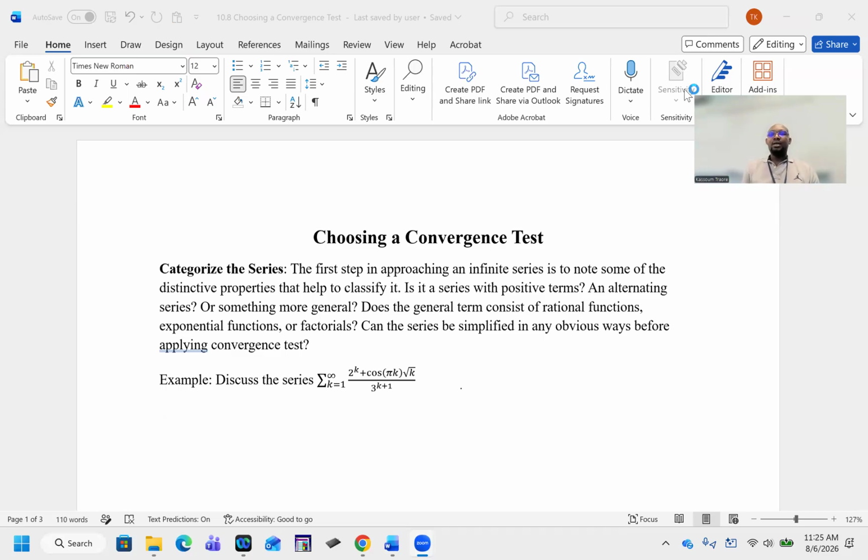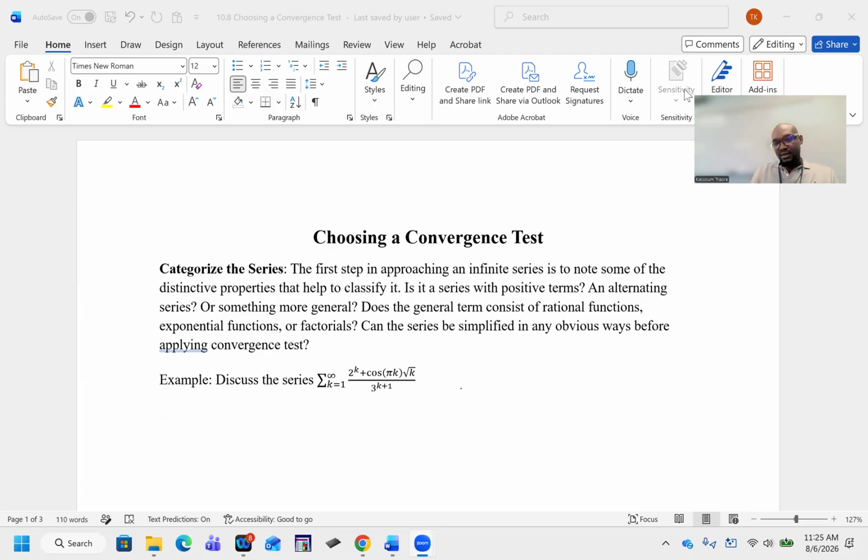Hello and welcome back. This section is about choosing a convergence test. In the previous section, we presented methods for determining whether an infinite series converges. And in some cases, we were able to discover that it is possible to determine the exact value of a convergent series. So in this section, we step back and focus on general strategies for classifying infinite series and deciding which tests are appropriate for a specific series. So let's jump on.